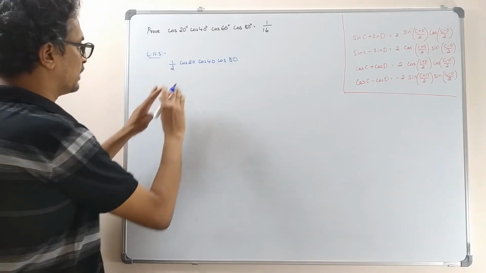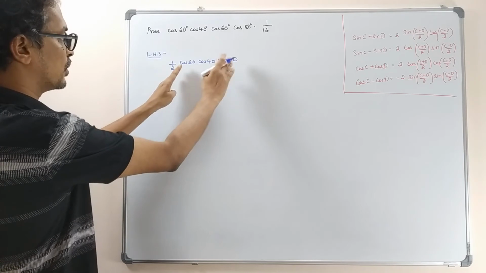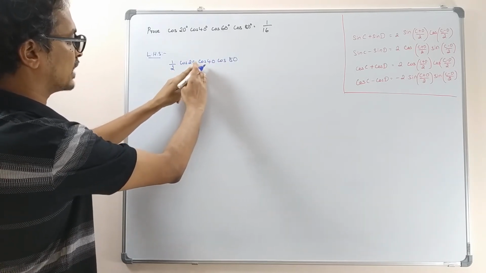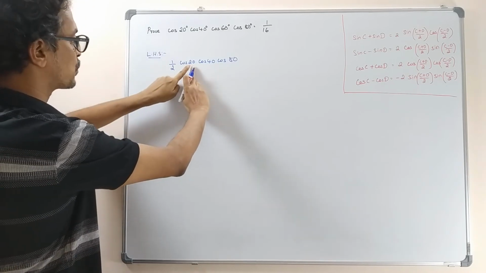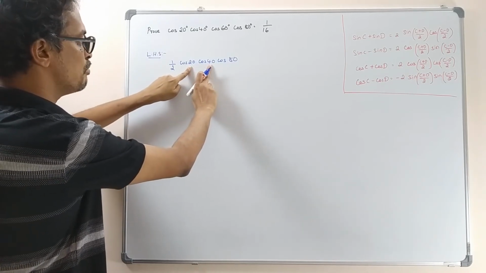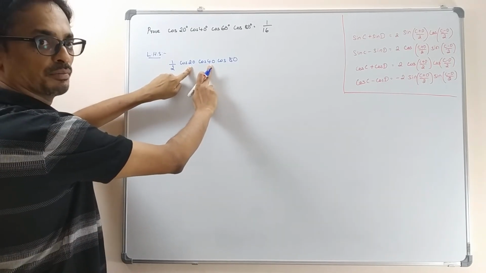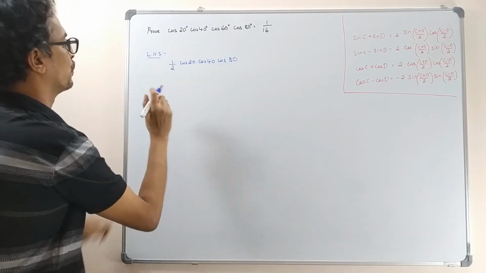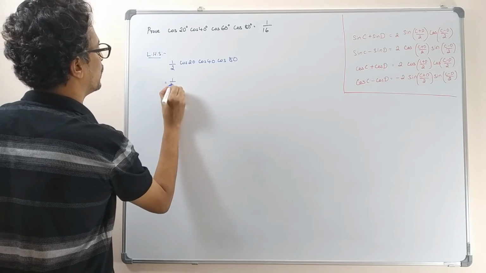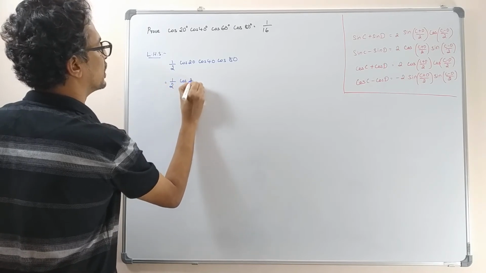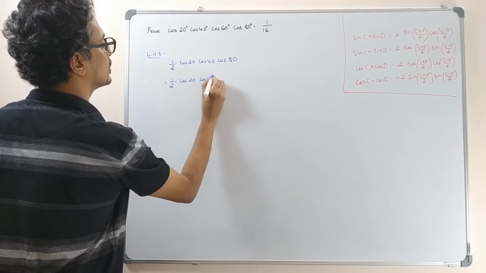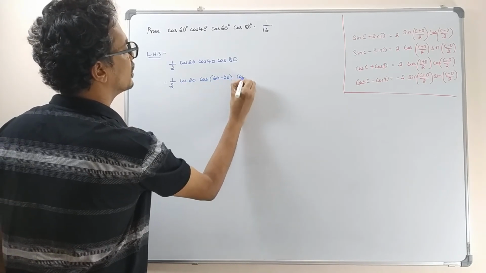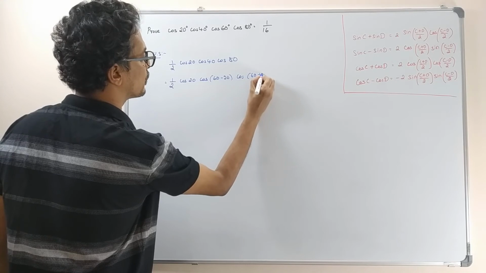The first step is let us try to write it in terms of standard angles. Okay, because 20, so this will be 60 minus 20, correct? And this will be 60 plus 20. So what we will get? 1 by 2 cos 20, so this is cos (60 minus 20) into cos (60 plus 20).